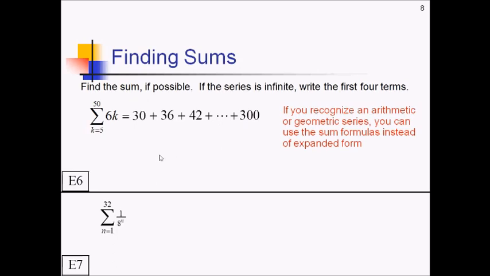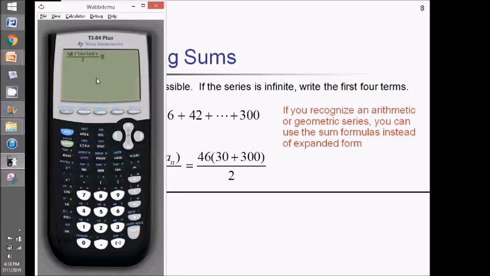So for example, our arithmetic sum formula for this one, do you remember what that was? Oh yeah, that was n times (a1 plus an) over 2. So why don't we just use this instead? So we got 30 plus 300 for a1 and an. And now just be careful picking out n. How many terms are there in this series? Well, from 5 to 50, that's going to be 46 terms. So that's going to be 46 times (30 plus 300) over 2. Let's do that on the calculator. And this one's going to come out to 7,590.